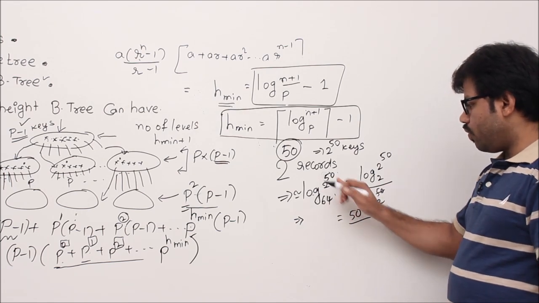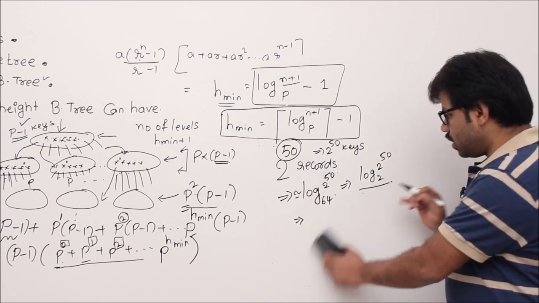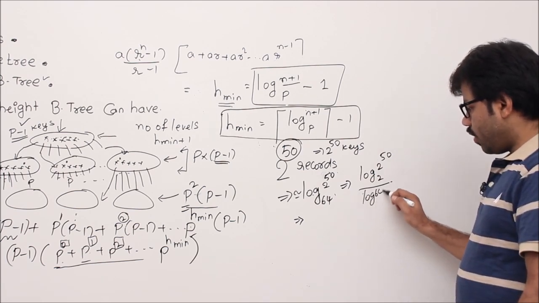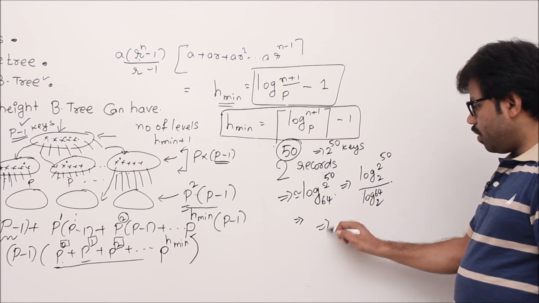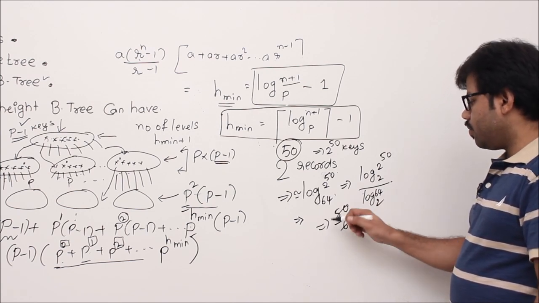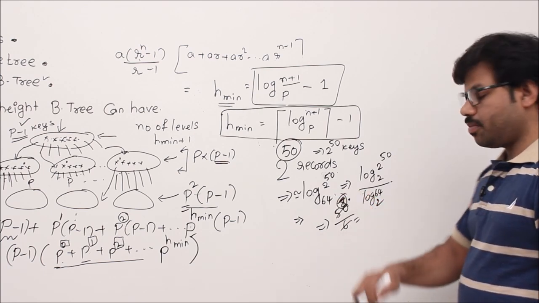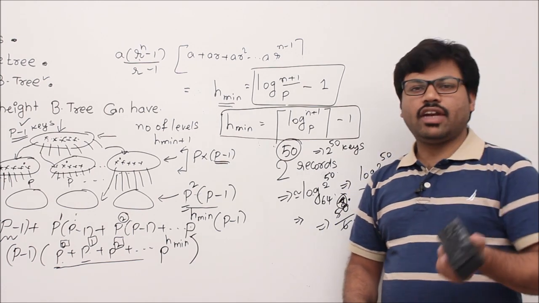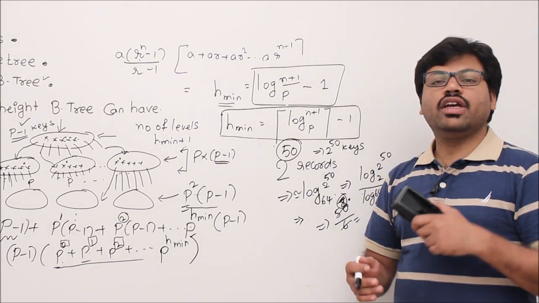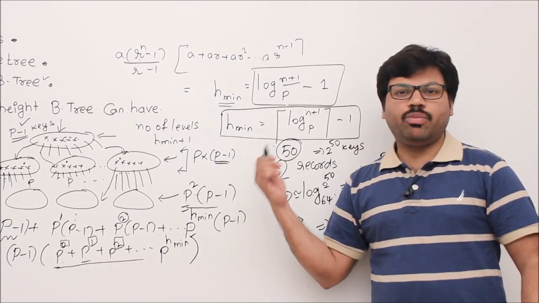So log 2 power 50 base 64 is nothing but log 2 power 50 base 2 by log 64 base 2, that is a formula. If I apply it, log 2 power 50 base 2 is 50 by log 64 base 2 is 6. It will become 8. Then your tree height will become 8, so at most 8 block transfers are required for search. That is the power of B tree, right?